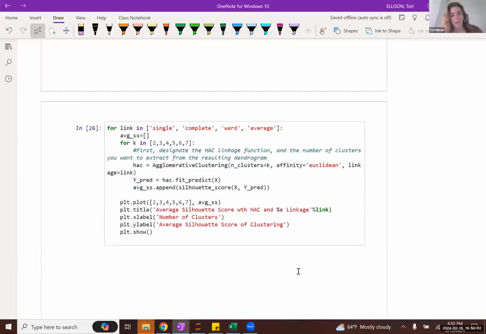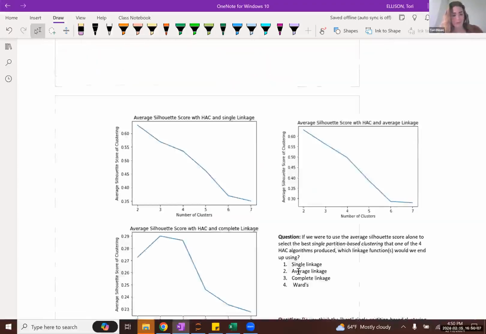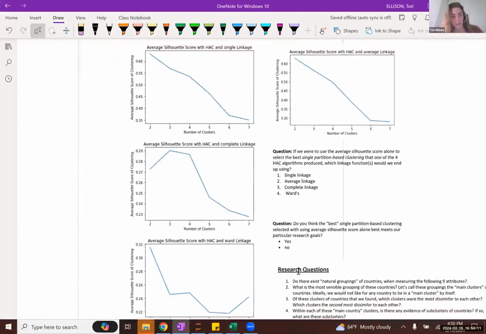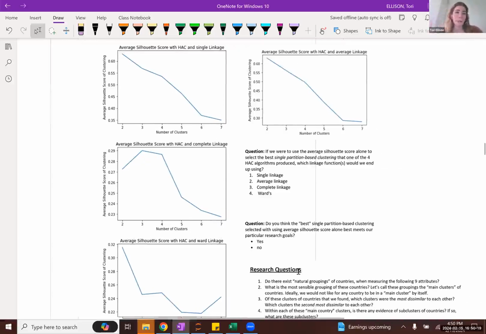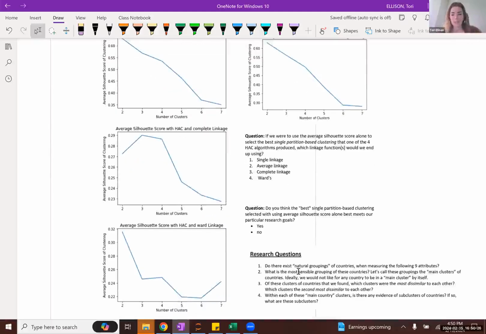But basically what we're going to do is try out each of our 4 respective linkage functions. We're going to create 4 distinct dendrograms using the code that we described above. And we're going to use this to help us select which dendrogram as well as which clustering is going to best help us meet our overarching research goals, essentially.